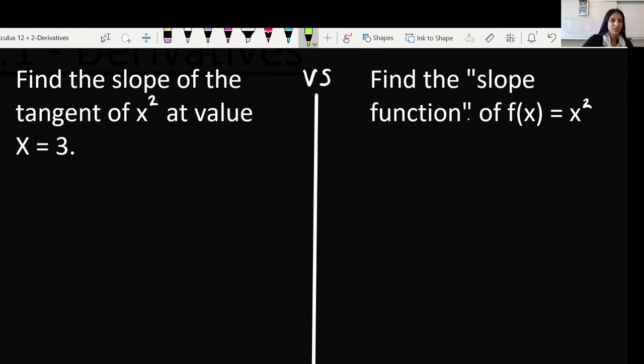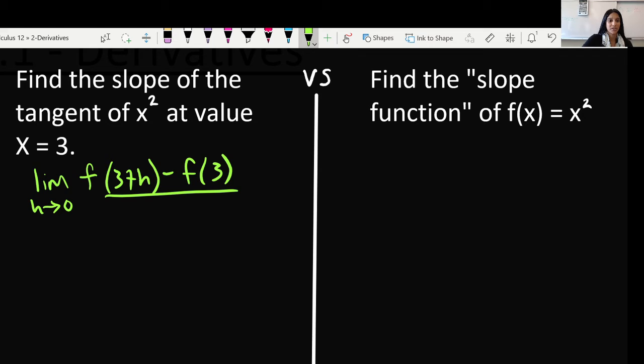Just to remind you and build in that little bit of review, we're looking for the limit as h approaches 0 of f of 3 plus h minus f of 3, because 3 is our point of interest here, and that's going to be over a value of h. Again, we're looking for the tangent at this value x equals 3. That's the reason why I have this 3 here, so you can see where it's coming from. And then we're going to take our function x squared and use that for filling it in here.